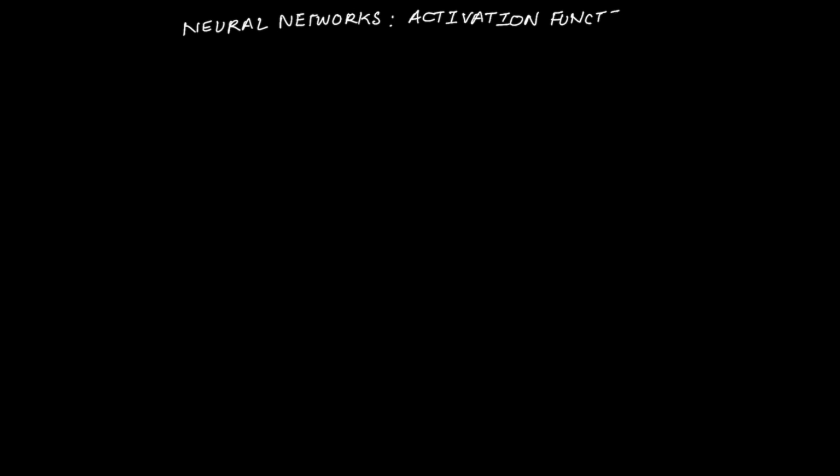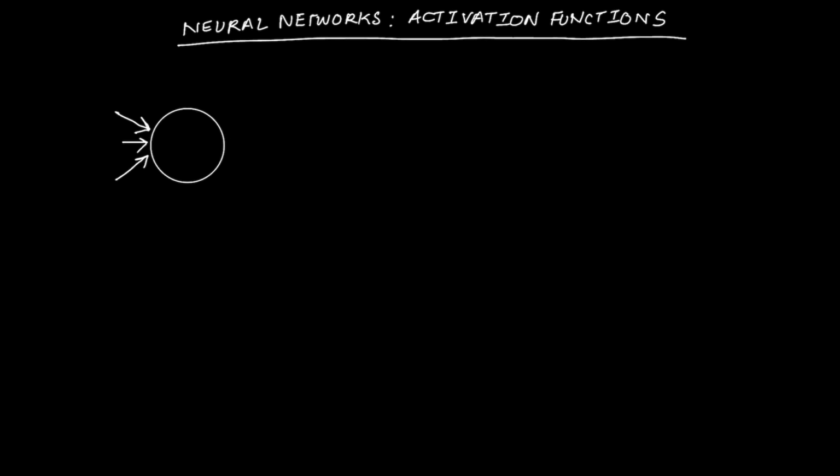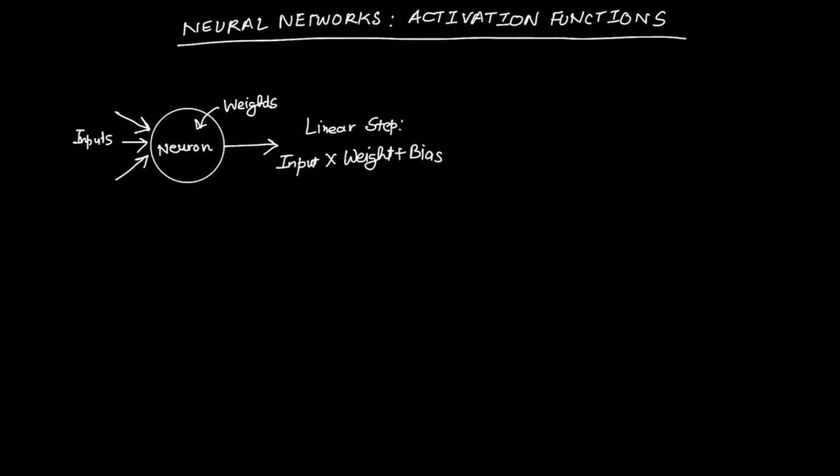Today we are going to surgically dismantle the most critical component of a neural network. We are going to talk about the decision makers, the spark, the activation functions. If you have been following this series, you know that the neuron takes inputs, multiplies them by weights and adds a bias. That is the linear step.